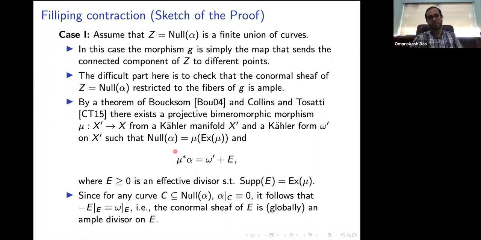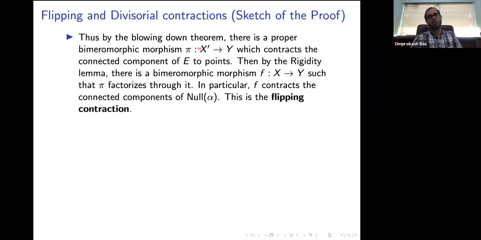So then I can apply the blowing down theorem: there is a morphism from X prime to Y which contracts the connected components of E to points. So I now have X prime to Y, but I needed X to Y. Then by the rigidity lemma, we can factorize this X prime to Y through X to Y. That automatically implies that the null locus of alpha will contract to finitely many points. This is our tipping contraction.